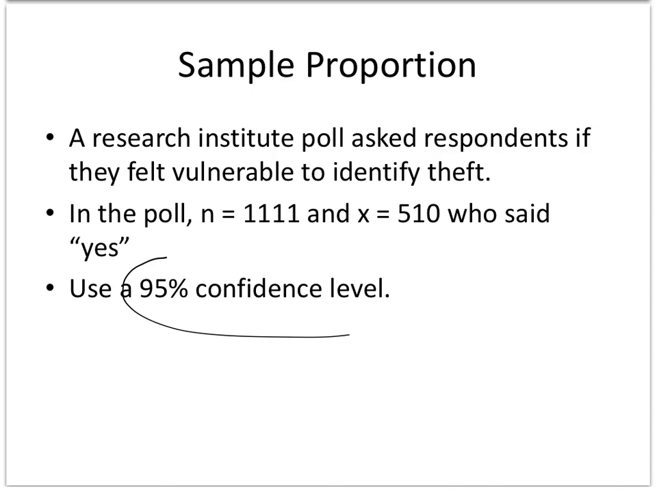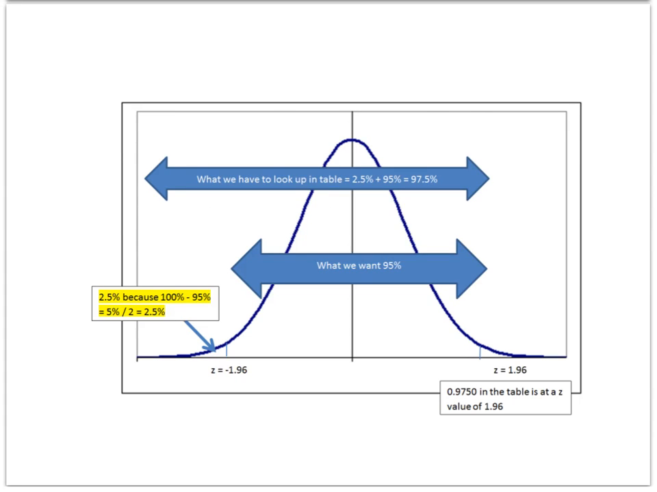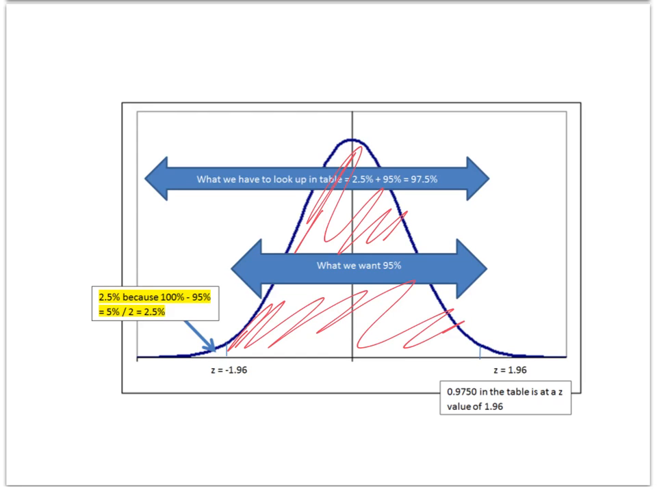Now, as soon as I get this information, I draw a picture to understand what I'm actually looking up. What we want is this middle area here, which is 95%. But remember, how you read the table is you read from the bottom all the way up to that z value. So what we're really looking up is 0.9750, because 95% is the middle.